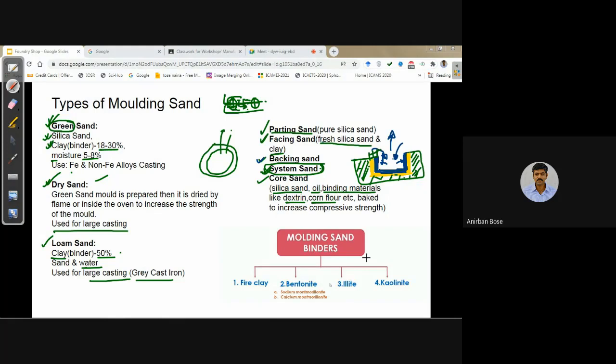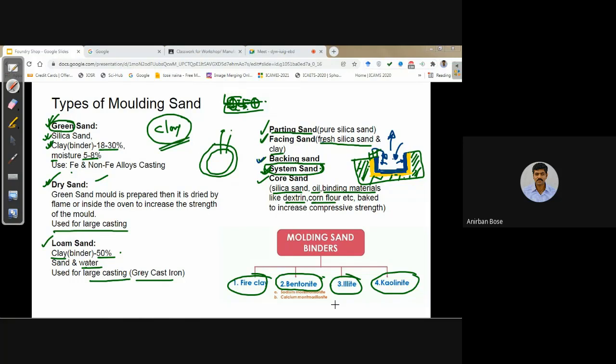Okay, but different kinds of clays are used. You know that the most commonly used binder is clay, and there are different kinds of clay used as a binder. Like it can be fire clay, bentonite, illite, or kaolinite. Bentonite has the highest binding property, but remember, it is not that we need the best binder all the time. We actually mix all these different combinations to get a particular requirement.